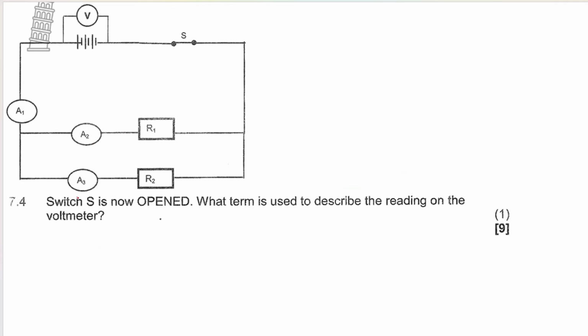This question, switch S is now opened. Remember it was closed? Now we're going to open it. What term is used to describe the reading on the voltmeter? Now remember, when the switch was closed, the reading on the voltmeter, this reading over here, was called the terminal potential difference. As soon as you open the switch, the reading on the voltmeter across the battery becomes the EMF.